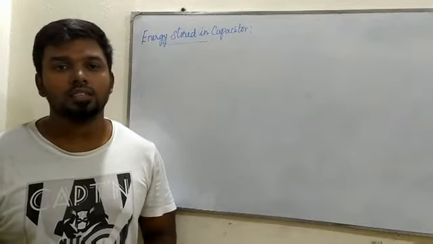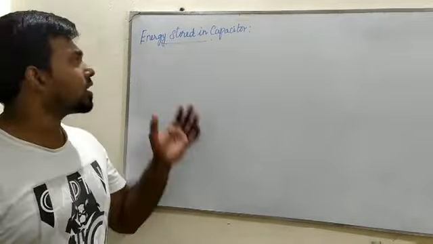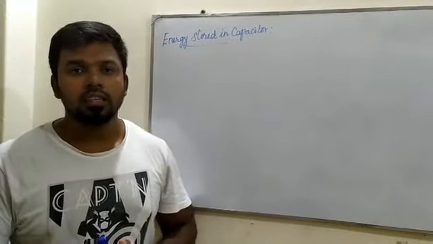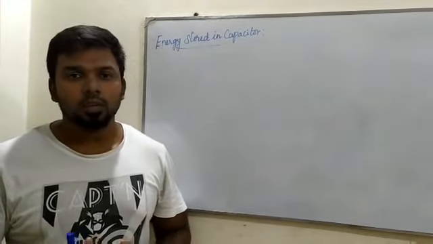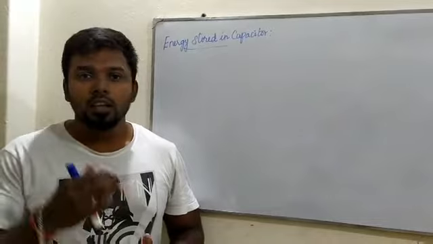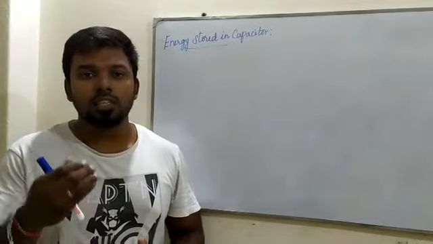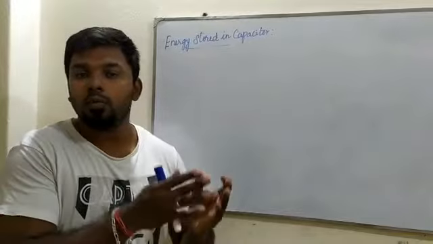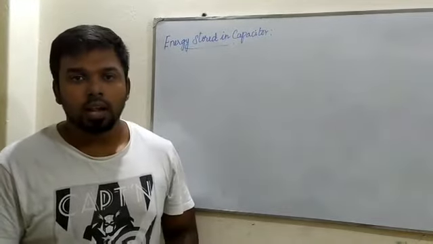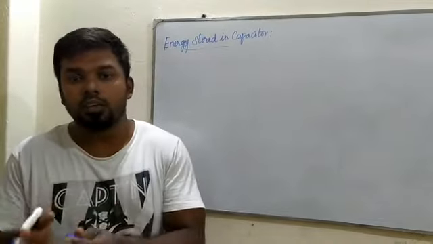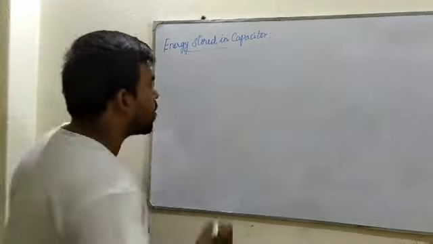Next is energy stored in a capacitor. Capacitors not only store charges, they also store energy. When a capacitor is connected to a battery, electrons transfer from one plate to the other plate. These electrons are transferred by the battery, so work is done by the battery to move the electrons from one plate to the other plate. Already we know that the work done is stored as electrostatic potential energy.